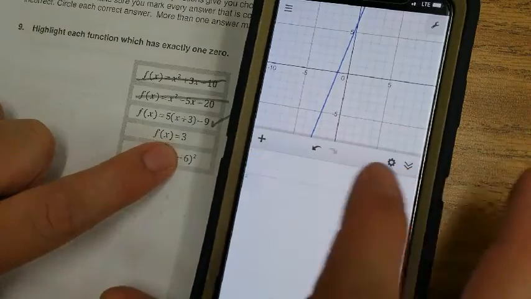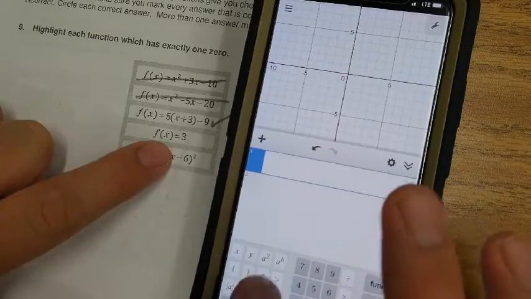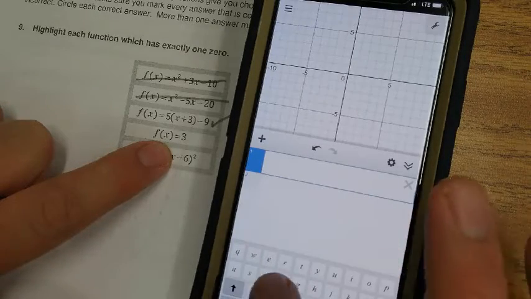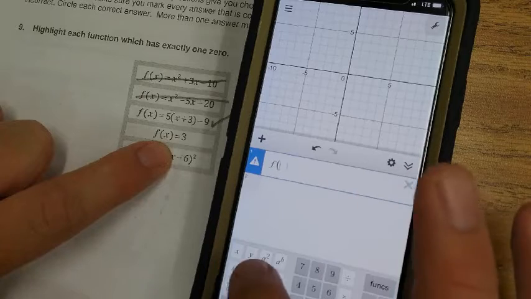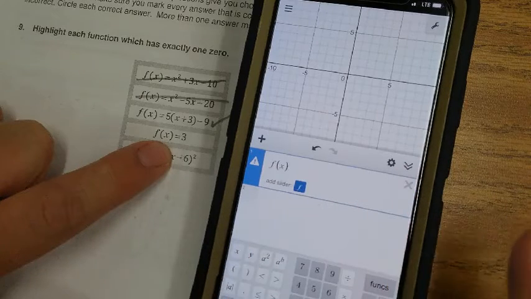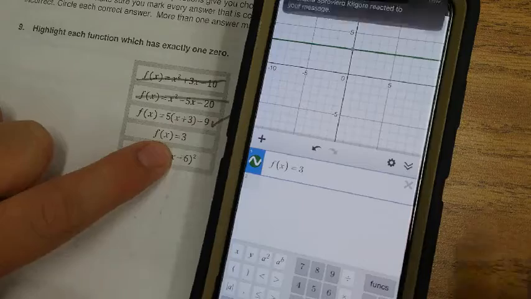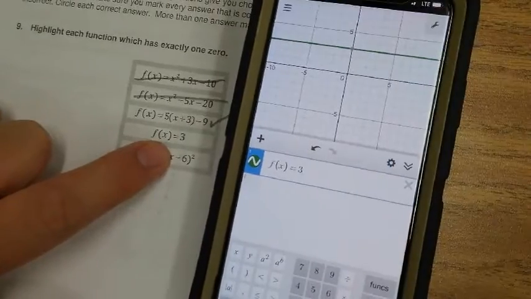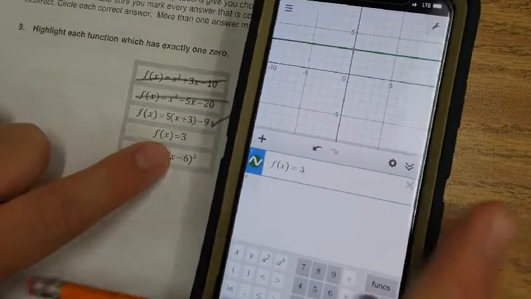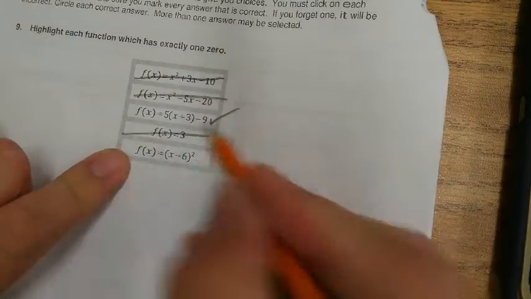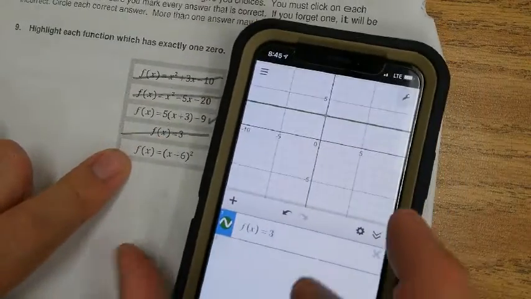Then we'll try this one. That one I would type in the f of x because I'm not sure what will pop up if you just put 3. Okay, how many times does that hit the x-axis? None. So you know it's definitely not that one. So now we'll try the last one.